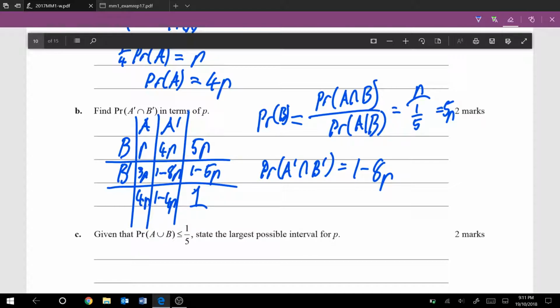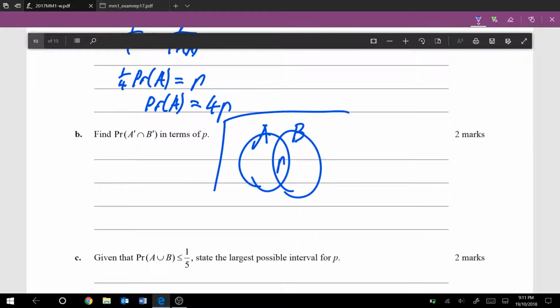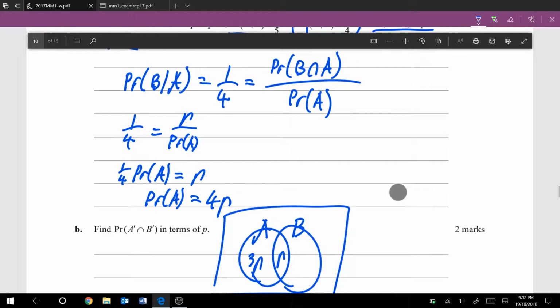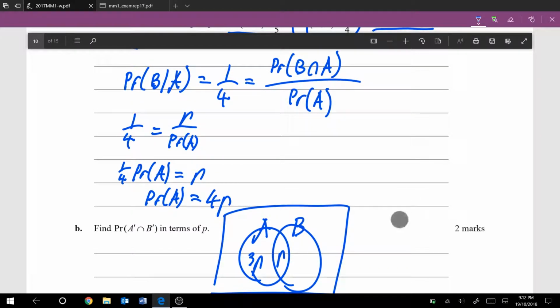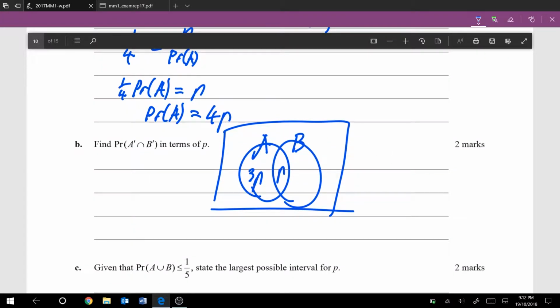Alright, so let's do this with the Venn diagram quickly. So for the Venn diagram, here it is. We have A and we have B, and we know the intersection between them is p. Right, let's draw a border around it. We know A is 4p, so 3p has to be in here. And then we already solved for B beforehand, and we can quickly do that again. We proved beforehand that the probability of B is 5p, so in here just B would be 4p.